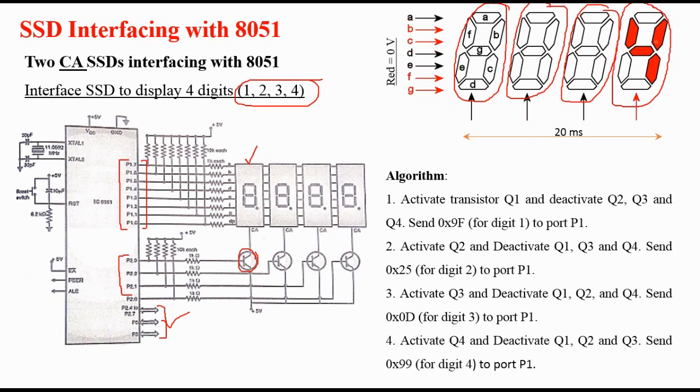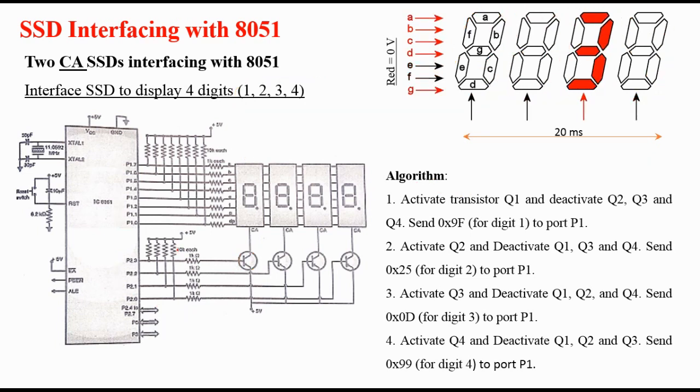So for that purpose we have to take care that digits 1, 2, 3, 4 should get displayed within the span of 20 milliseconds, and after, let's say, 20 milliseconds, immediately the first digit should get shown. The time should not go beyond 20 milliseconds. Due to persistence of vision of the eye, you will feel that each and every display is on continuously. This can also be done with the help of programming. Now we will see the algorithm.